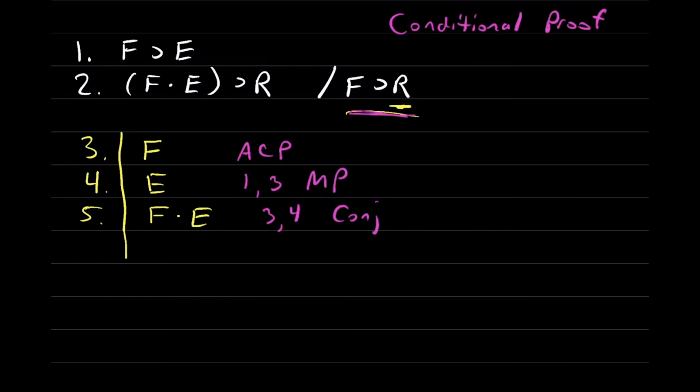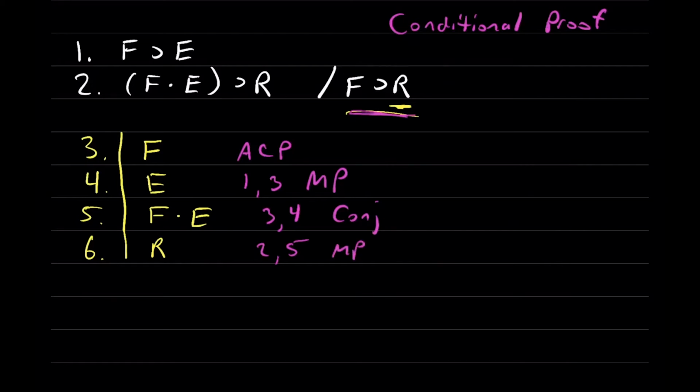Let's lengthen this line a little bit. So according to line 2, we said that if we know F and E, then we can get R by modus ponens. So here on line 6, I'm going to write R by modus ponens. That's going to follow from line 2 and line 5 by modus ponens.